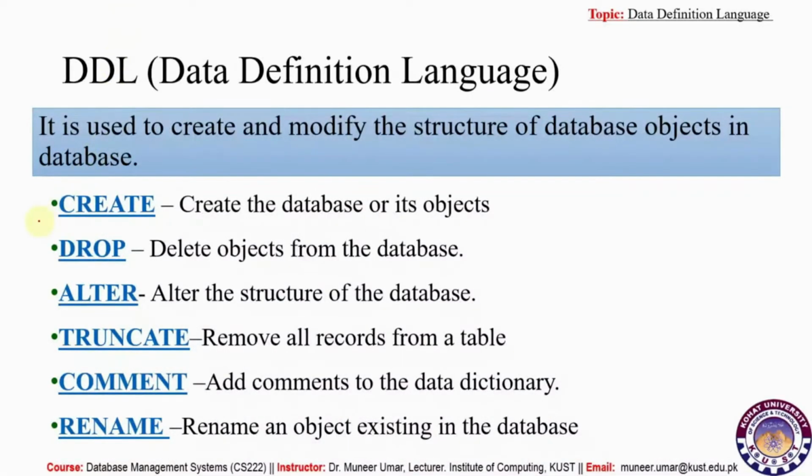So inside DDL we have create queries. Create queries are used to create objects or databases, and we can also use the drop keyword. Drop is used to delete objects from the database. Alter is used to alter the structure of the database. Truncate can be used to remove all the records from a database table. Not the table, only the records in a table can be deleted with the help of truncate.